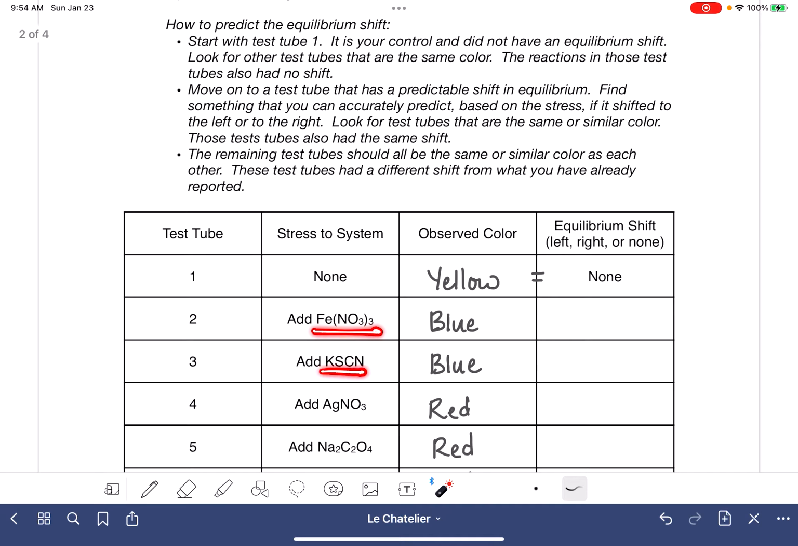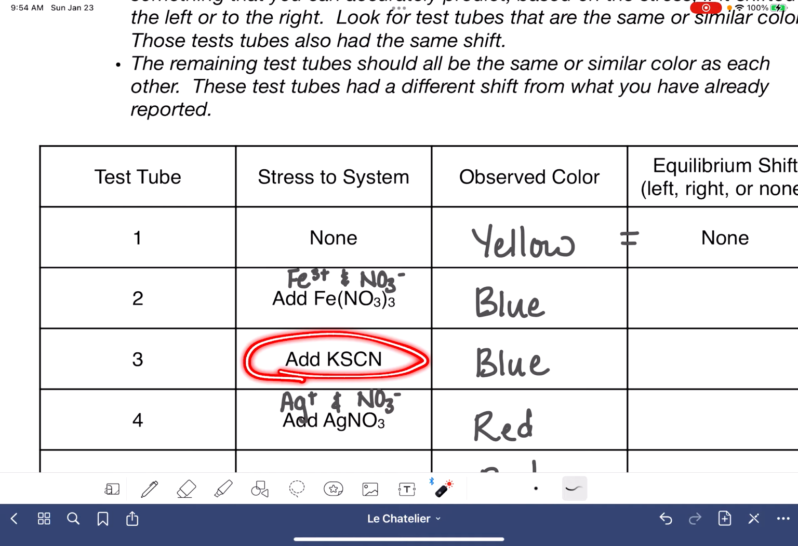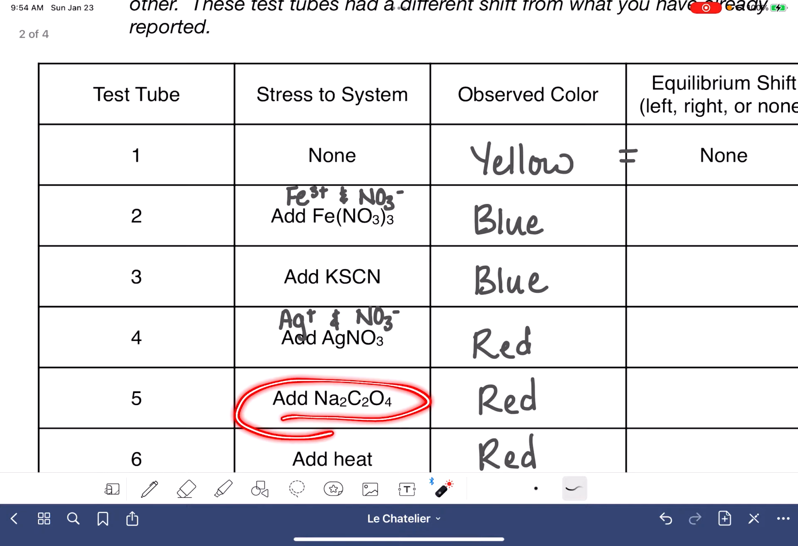Now, one of the tricky parts about this is that all of these substances are written in their ionic compound form. For example, Fe(NO3)3, and we have to keep in mind that Fe(NO3)3 contains the Fe3+ ions and the NO3- ions. I'll do the same thing for the fourth one. That's the Ag+ ion and the NO3- ion. You are going to need to go through and identify the cation and anion in each one of these, test tube number 3 and test tube number 4.